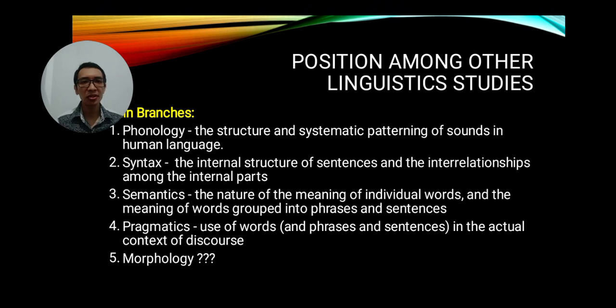The third branch is semantics. This is the study of the nature of the meaning of individual words and the meaning of words grouped into phrases and sentences. In semantics, there are some issues like conceptual versus associative meaning, semantic feature analysis, and lexical relationships.